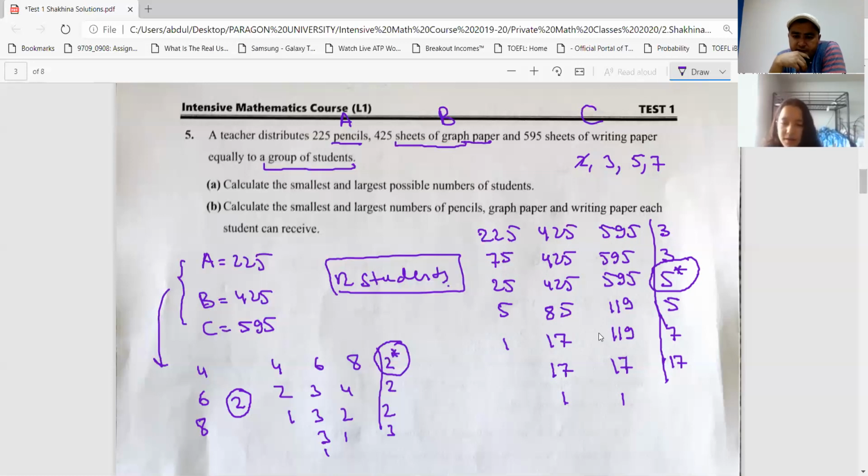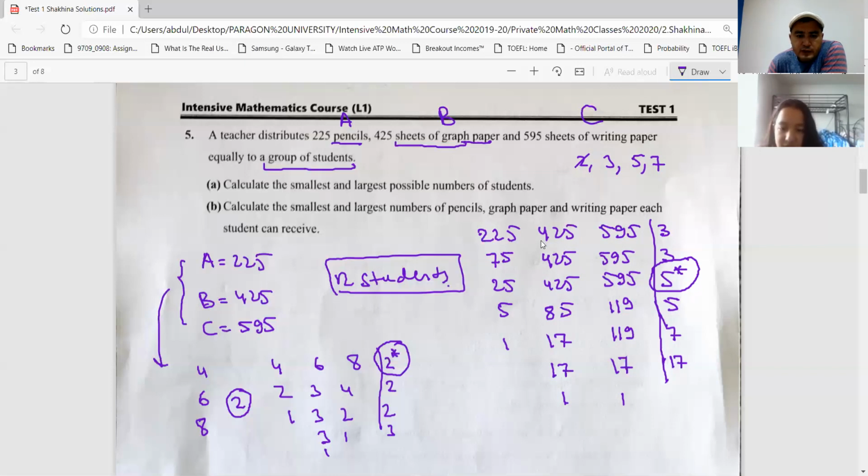Wait, hold on. Is it only 5? Yeah. I have a question though. So on the first one, you said 225 divided by 3 is 75, right? But isn't... Which one? Are you talking about this line? Yeah, this one, the 225 one. Oh, wait, no. I got mixed up. Oh, yeah, I got it.